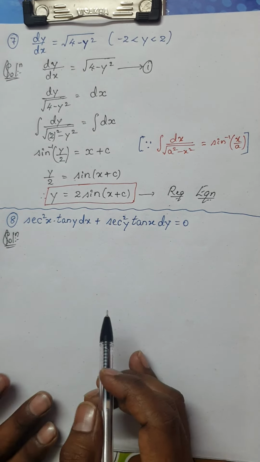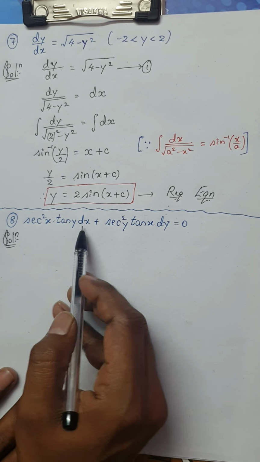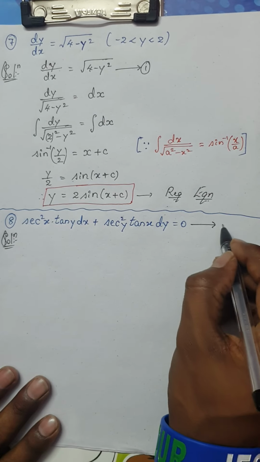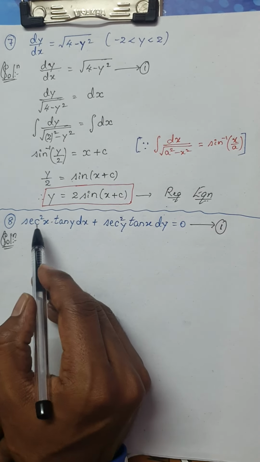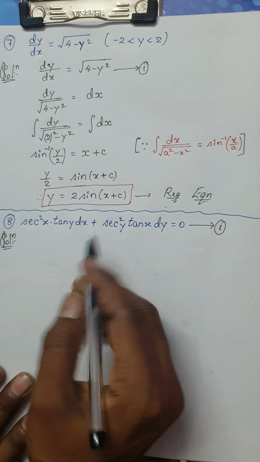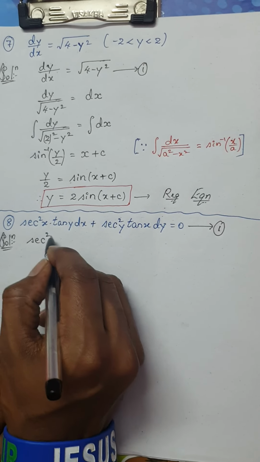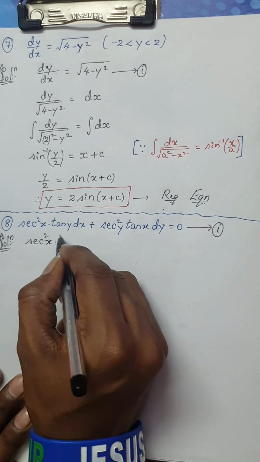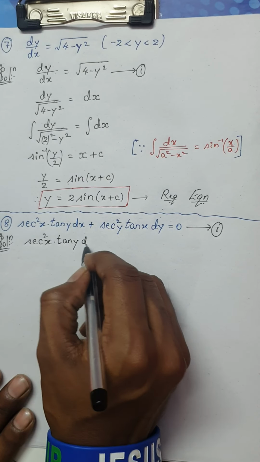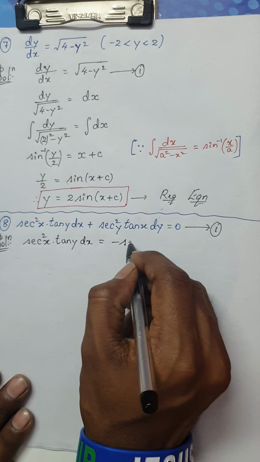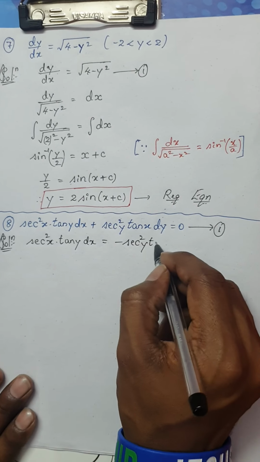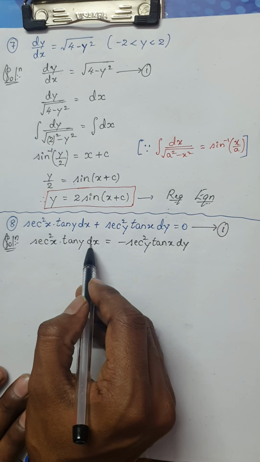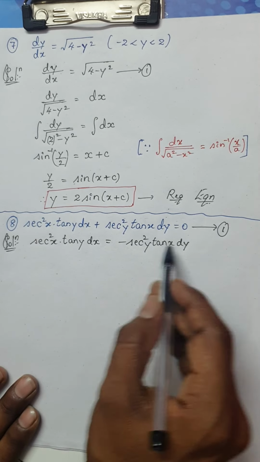Look at the next question, dear students. We have secant square x tan y dx plus secant square y tan x dy is equal to 0. Let me take it as equation 1. Now the variables are not separated because x and y terms are mixed up here. So let me take one term to the right hand side. Secant square x into tan y dx is nothing but minus of secant square y into tan x dy. Now the dx term is on the left hand side, the dy term is on the right hand side.